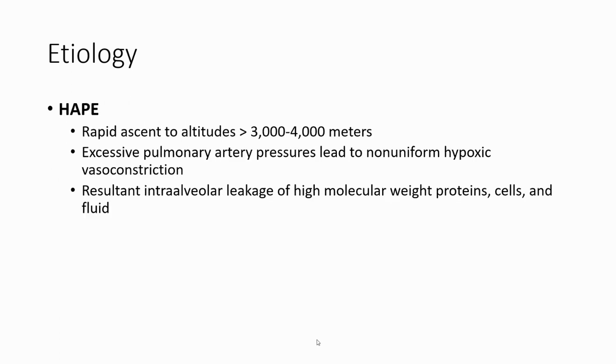HAPE: rapid ascent to altitude, 3,000 to 4,000 meters, excessive pulmonary artery pressure leads to non-uniform hypoxic vasoconstriction, resulting in intra-alveolar leakage of high molecular weight protein, cells and fluid.